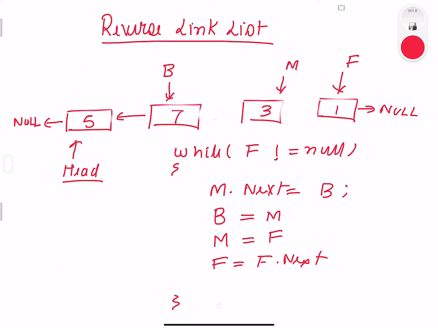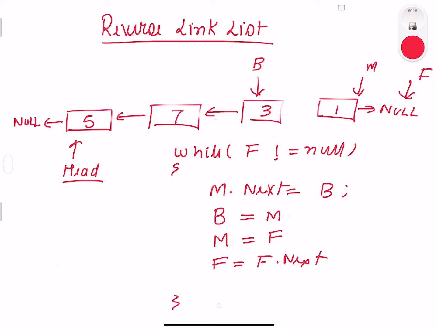So we'll do this, and we'll move it to back, and then we'll move the back to the middle. And then we'll move the middle to the front, and we will move the front to front.next, which is equal to null. So at this point, this loop will actually be over.